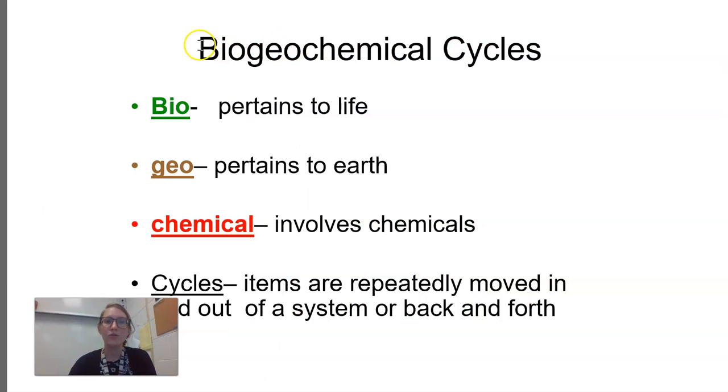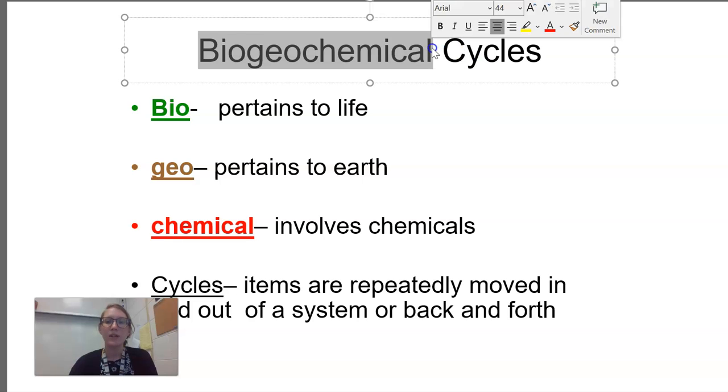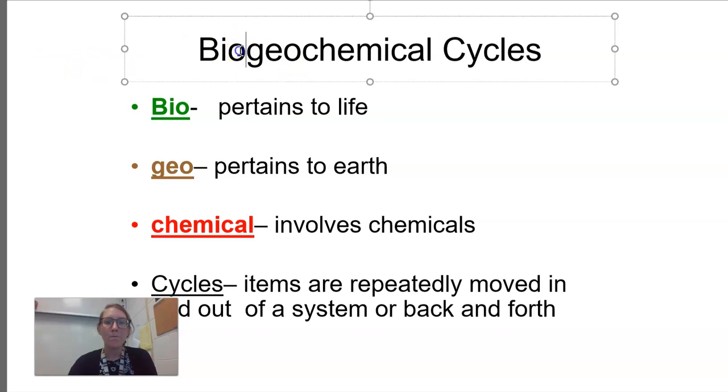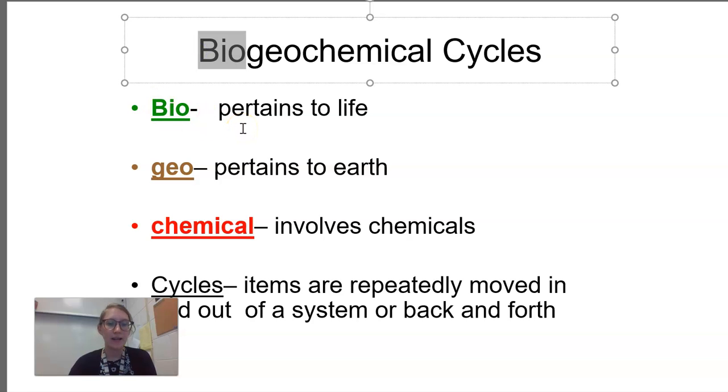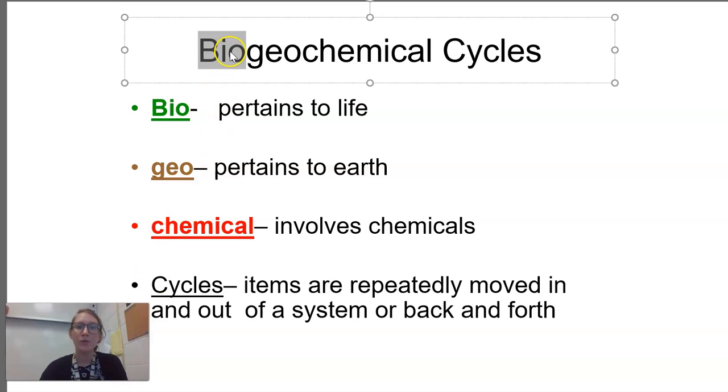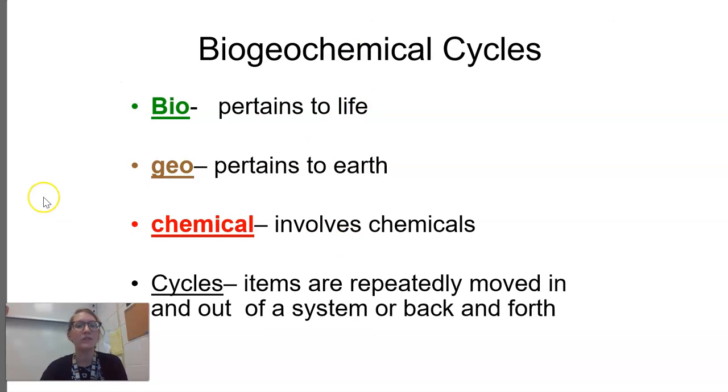So this big word, biogeochemical cycles. Let's break this down. Bio means life. You are in biology class, the study of life. Geo pertains to earth, like the study of the earth is the study of geology. And then chemical involves chemicals, so any atoms or molecules or elements. And then cycle is an item that is repeatedly moved in and out of a system or back and forth.